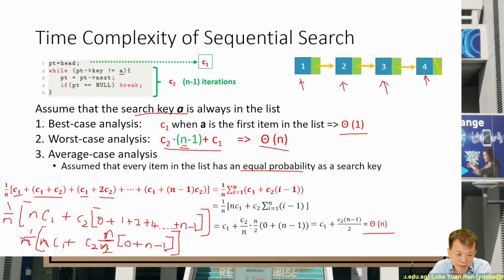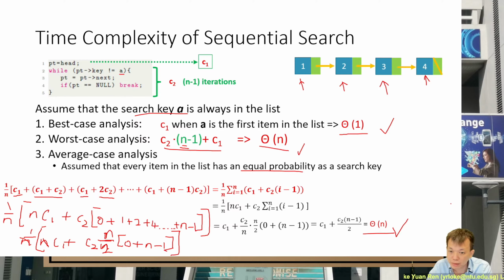You can conclude that on average, and again I need to emphasize, if I assume the search key is always in the list, the time complexity is big theta n. So the best case is constant, the worst case is big theta n, and the average case is big theta n also.